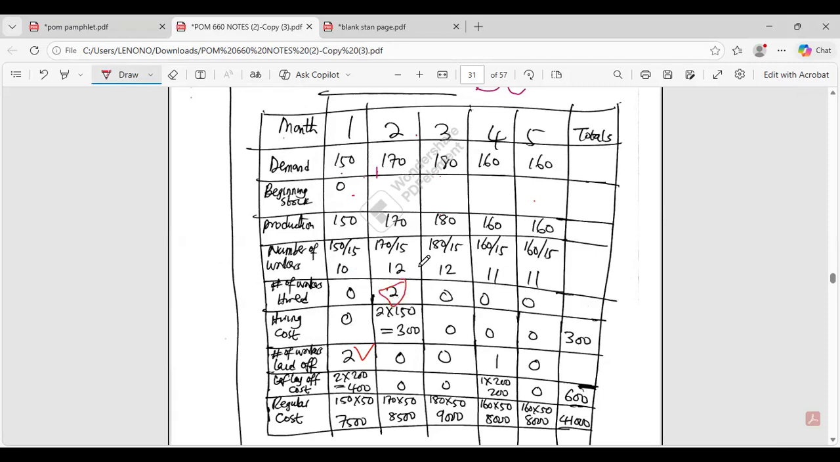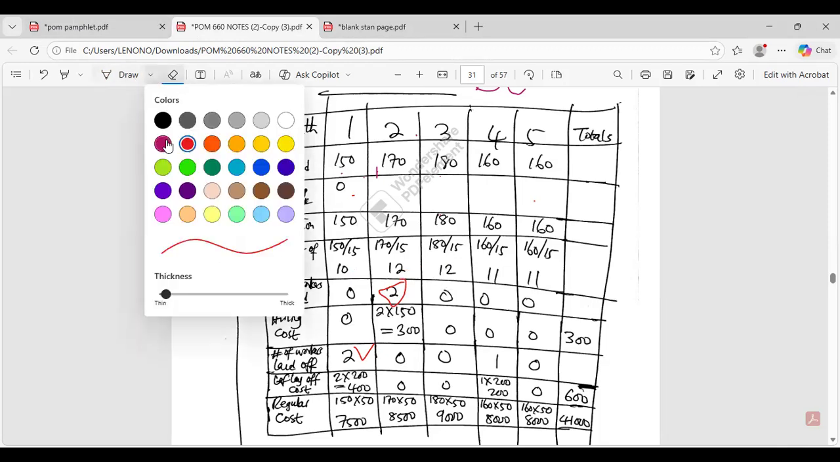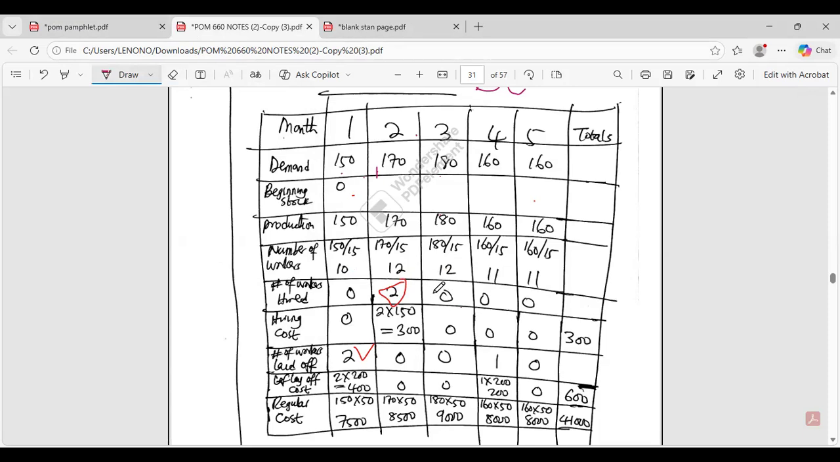Then between months 3 and 4 here, what has happened? There is a 12 that has been maintained, right? Yes. So there is no hiring and no laying off. Workers hired, 0. Number of workers laid off, 0.